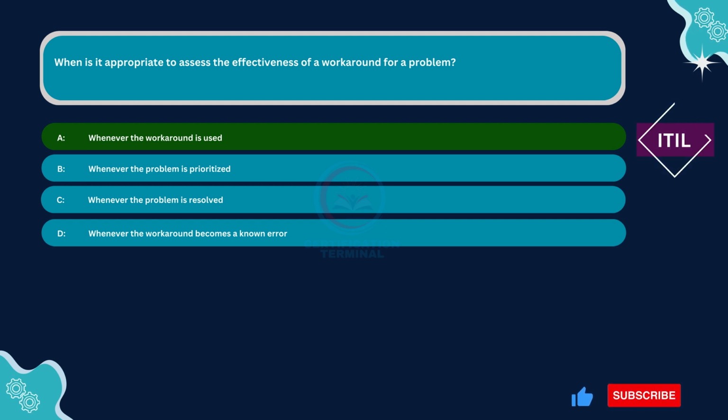Regularly assessing a workaround's effectiveness is crucial. This allows you to identify if it's still resolving the problem efficiently and hasn't introduced new issues. Option B, whenever the problem is prioritized, is incorrect. Prioritization might influence whether a permanent fix is pursued sooner. However, even for high-priority problems, a workaround's effectiveness needs to be monitored, regardless of priority.